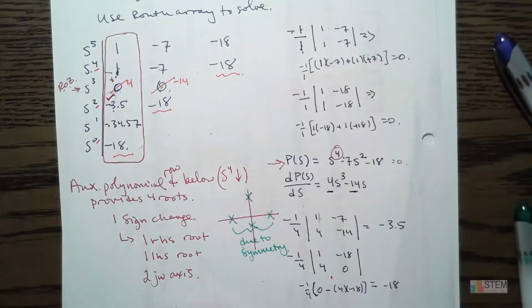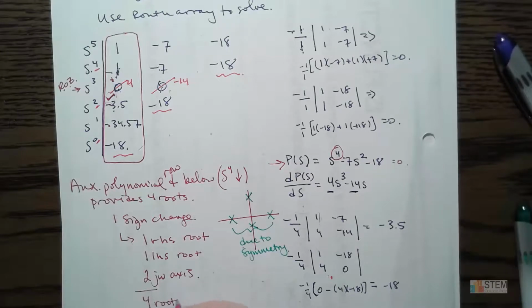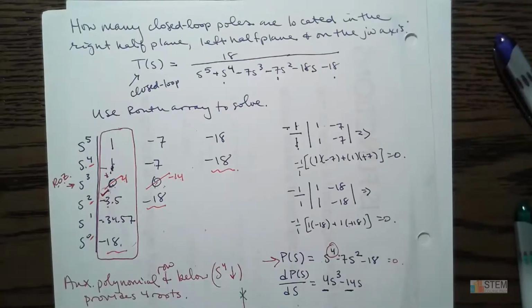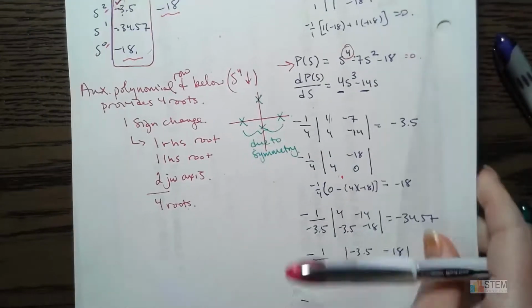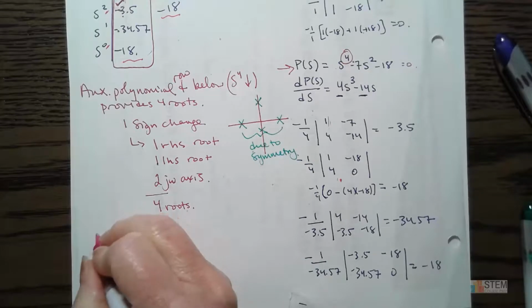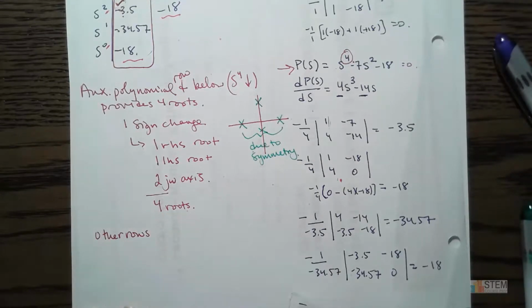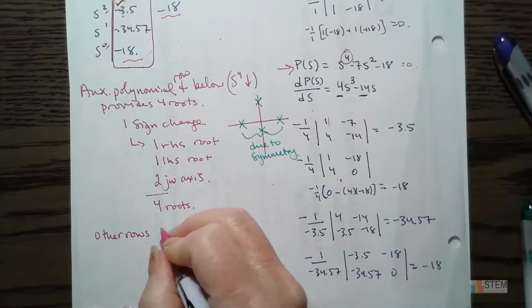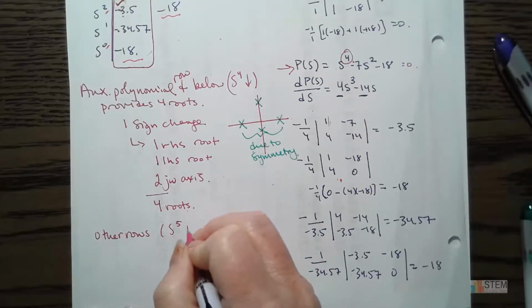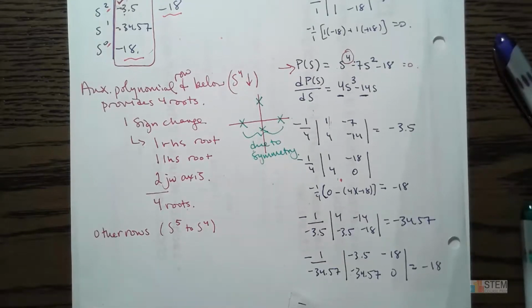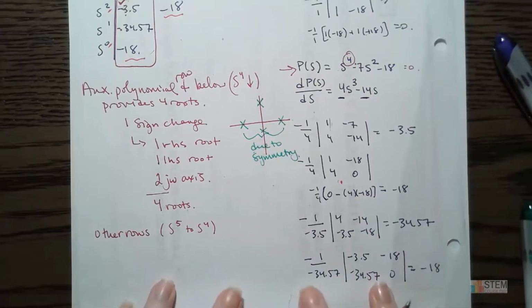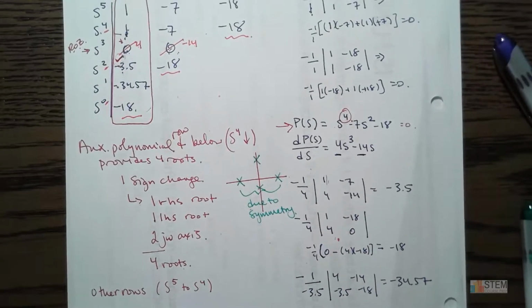And then this gives us 4 roots. But how many roots do we have in total? Well, if we look right here, this is a 5th order, right? So we have 5 total roots. So we have 1 root right now that is not accounted for, so we need to look at that. So now we're going to look at the other rows. All right, so we're going to look above the auxiliary polynomial row. All right, so s to the 5th to s to the 4th. Okay, and then this will help us figure out where this other root is.